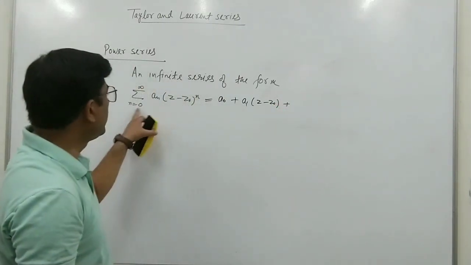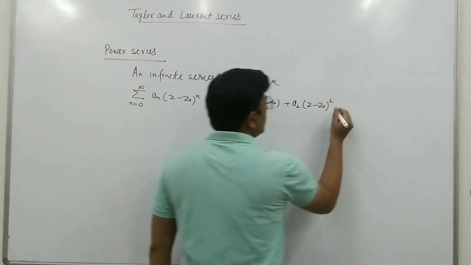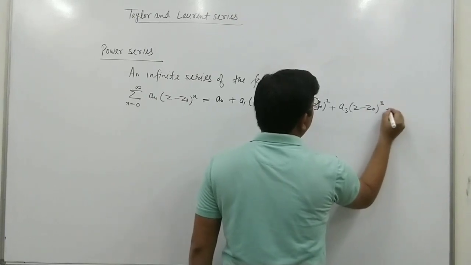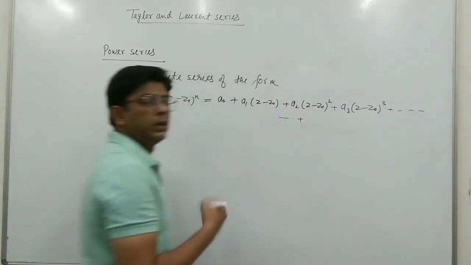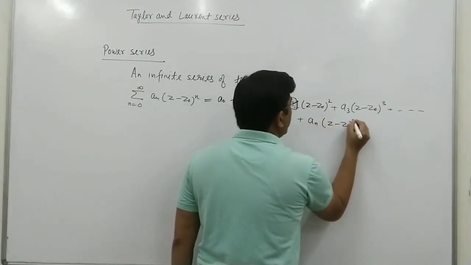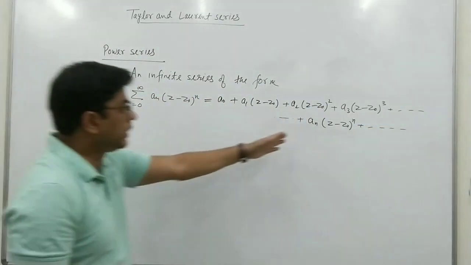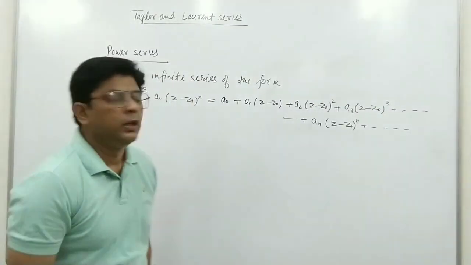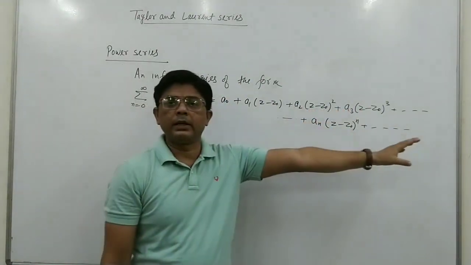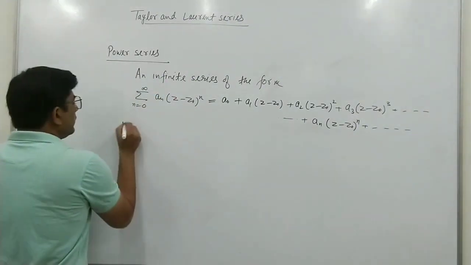Plus, if we put now n equal to 2, it will be a2 z minus z naught to the power 2, and similarly a3 z minus z naught to the power 3 and so on, and for n, a n z minus z naught to the power n and so on, because here the value of n goes from 0 to infinity, so there will be terms up to infinity. So this is an infinite series. In the extended form we can write like this, and the short form we can write like this. So this series is called a power series.